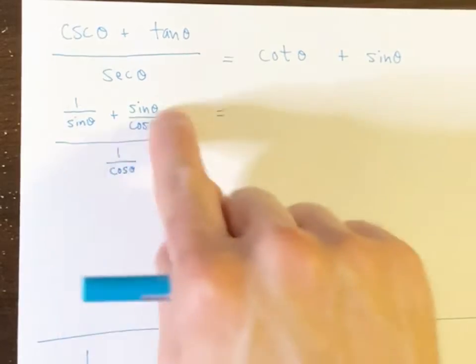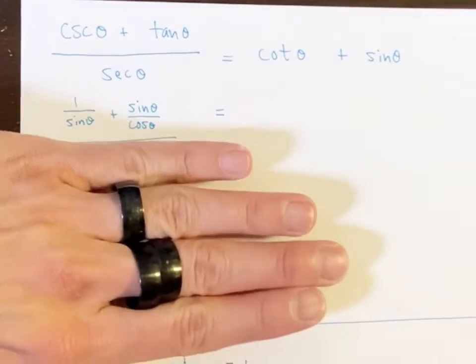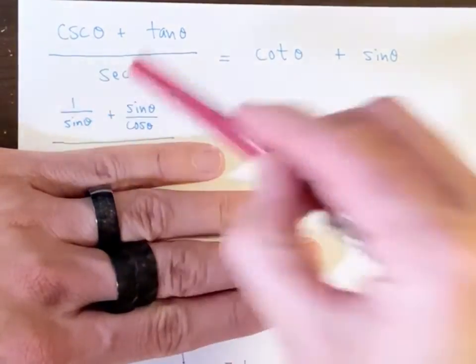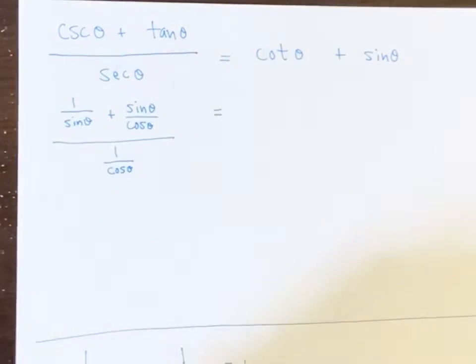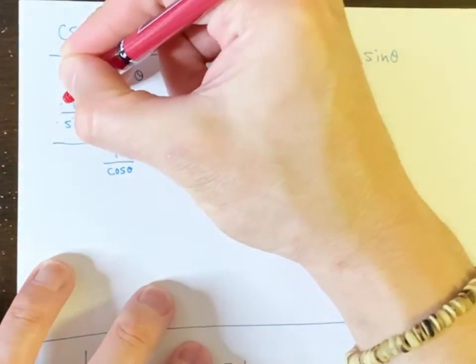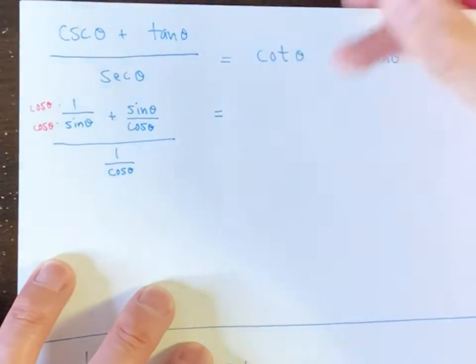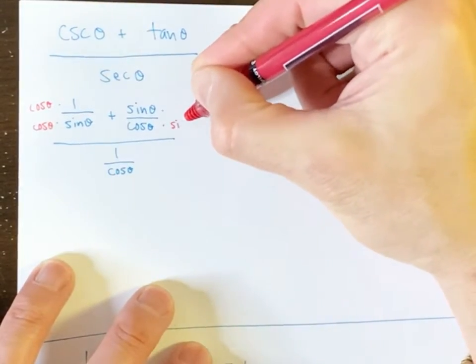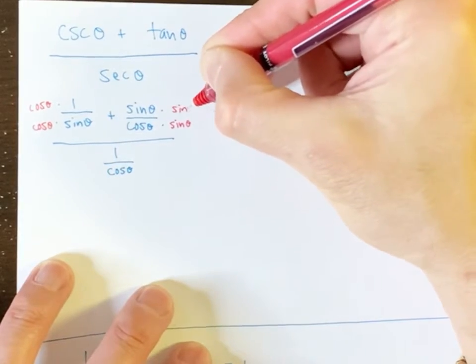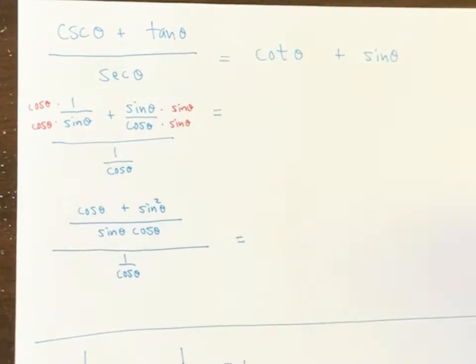Now look, I have a crazy looking thing there, but look, the numerator is a fraction plus fraction. To add fractions, you need a common denominator. To make that common denominator, I have to multiply this one by cosine, top and bottom, and this one, I have to multiply by sine, top and bottom. So let's refresh this.